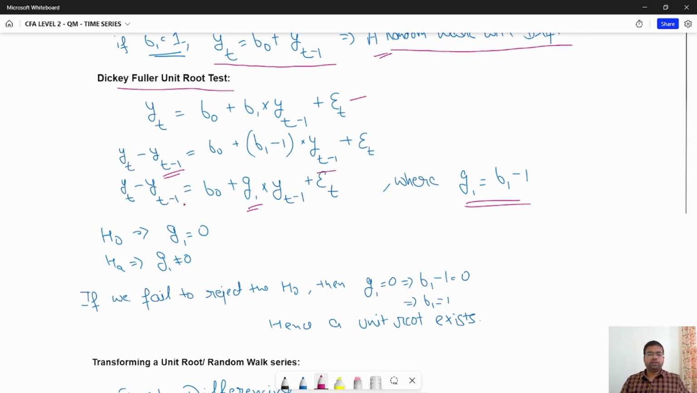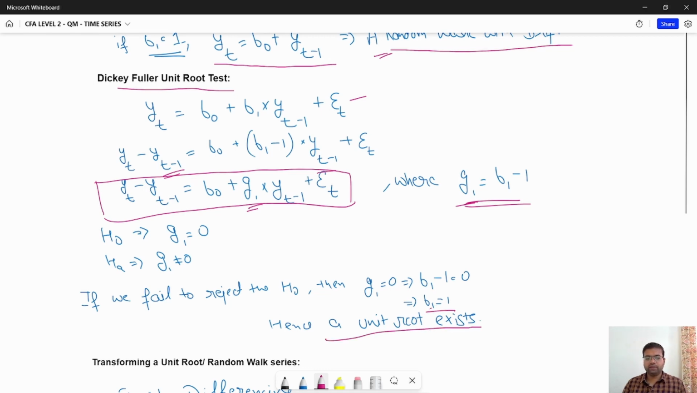What we will do is we will regress this particular time series here and check if the value of g1 differs significantly from 0 or not. If we fail to reject the null hypothesis that g1 is equal to 0, then we know that g1 is equal to 0, which means b1 is equal to 1, so a unit root exists.